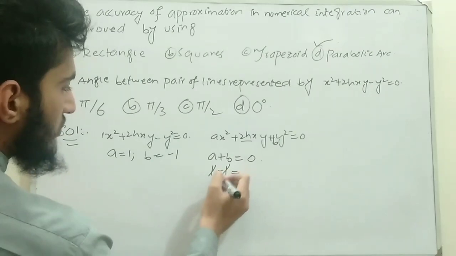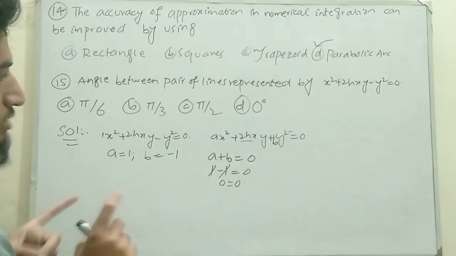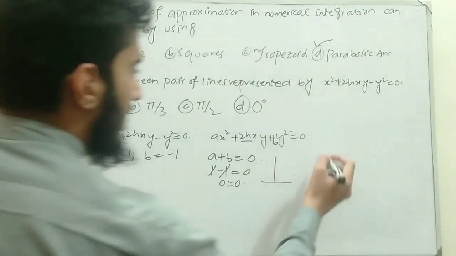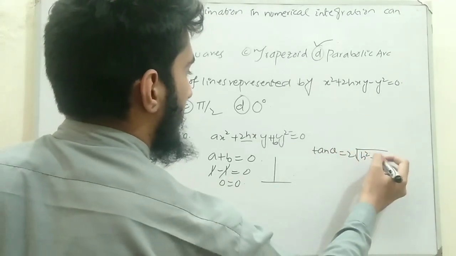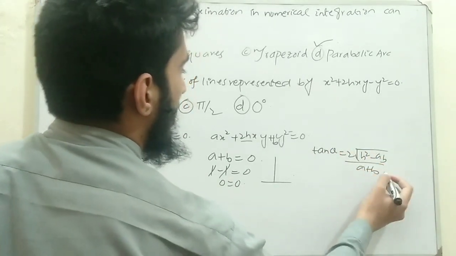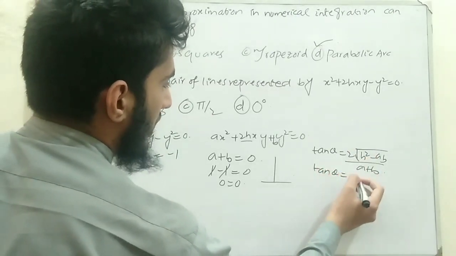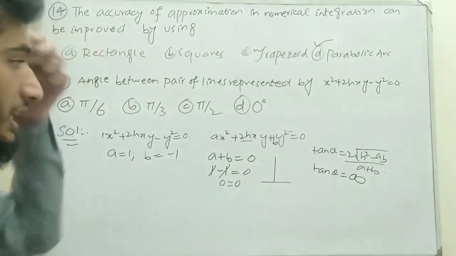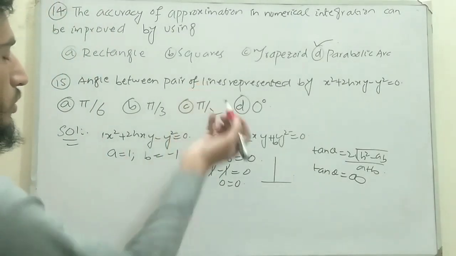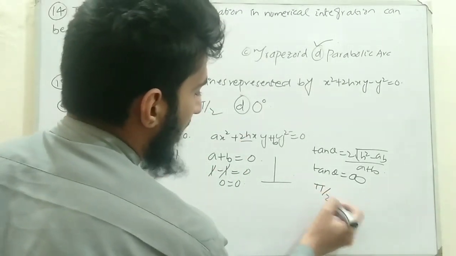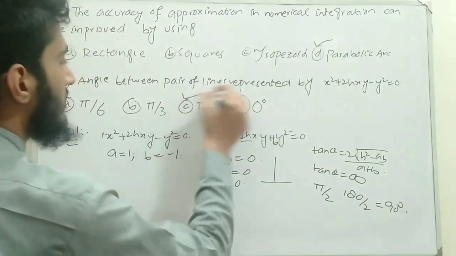1 minus 1 gives us 0, so when a plus b is equal to 0, the pair of lines will be perpendicular to each other, because we have a formula for the angle: tangent theta is equal to 2 times the square root of h square minus ab divided by a plus b. So here the denominator is equal to 0, and something divided by 0 gives us infinity. So tangent theta is equal to infinity, and tangent theta gives us infinity only when the angle is equal to 90, or perpendicular. So angle 90 is equal to pi by 2. Why? Because pi is equal to 180 and 180 by 2 gives us angle 90. So the correct option is option number C.